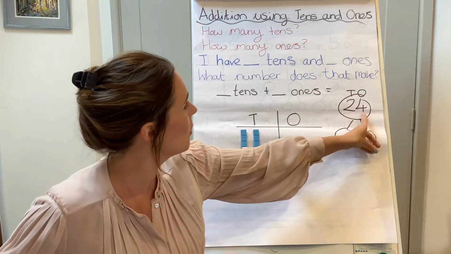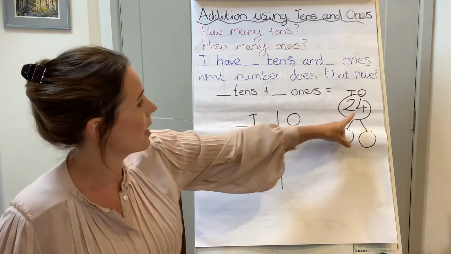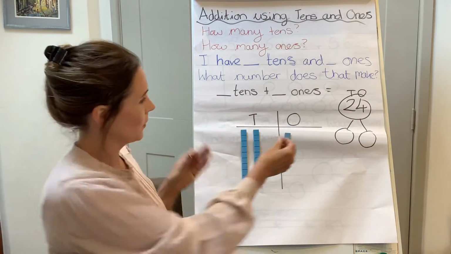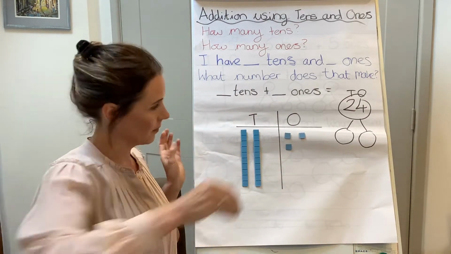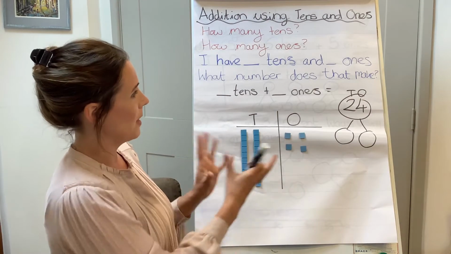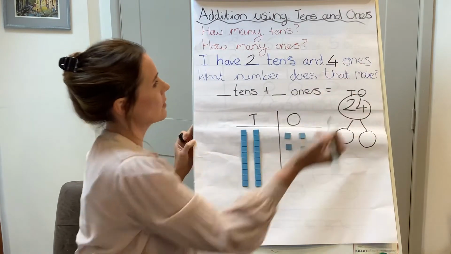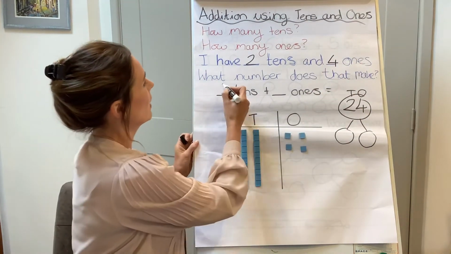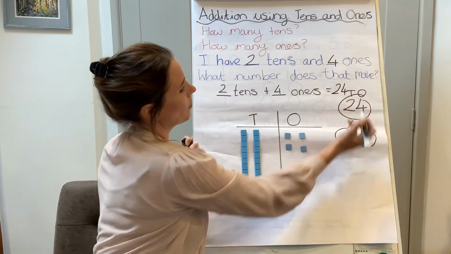And look at the 4. The 4 here is in the ones. How many ones? There are 4 ones in the ones section. So I need 4 ones. So what numbers go together to make 24? Well, I've got 2 tens and 4 ones. What number does that make? 2 tens and 4 ones makes 24.